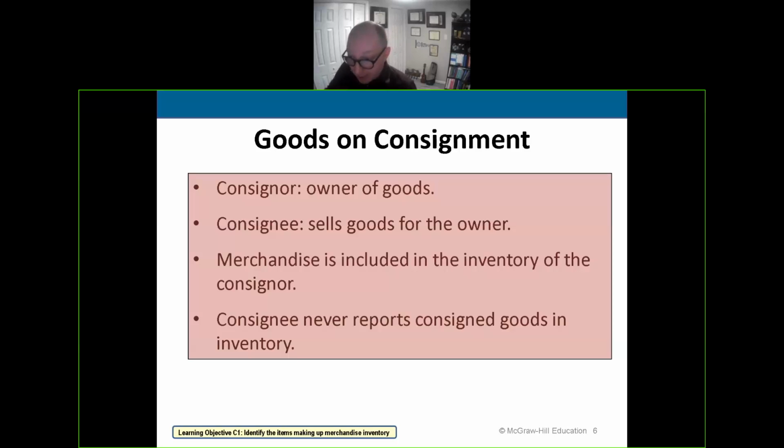The consignee, the consignment shop, never reports cost of goods sold or the cost of goods on their inventory because it's not their inventory. Consignee, that's just the store. Consignor, they own the inventory. Consignee is just the store. The store is not responsible for the inventory. The consignors are in a consignment situation.